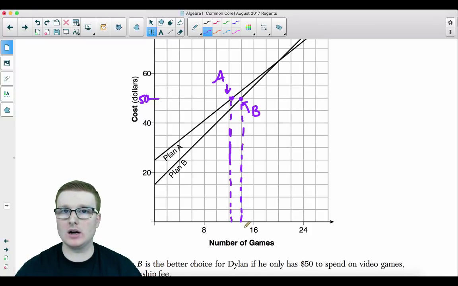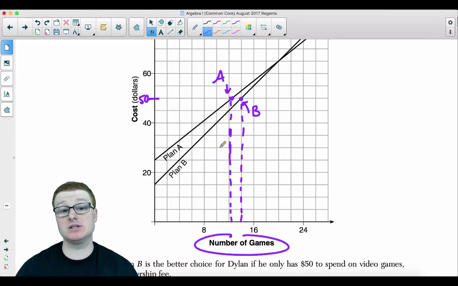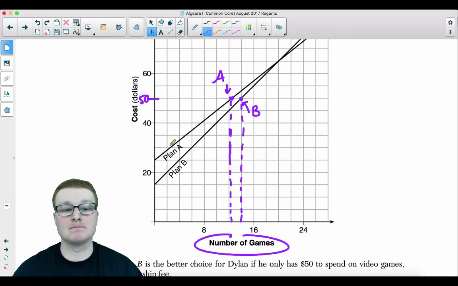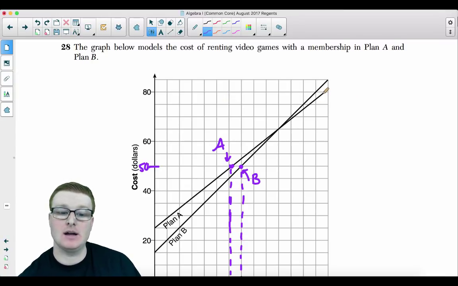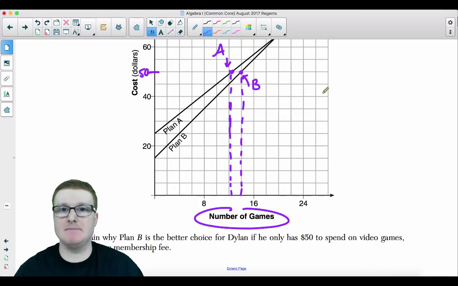He's getting more from plan B, so he's getting his money's worth. He's getting more games, or the number of games, from plan B as opposed to plan A, because plan A has a higher membership cost. And look, eventually A will become the better one just because its slope is less than B. But at this point in time, for his $50, plan B is the better option.